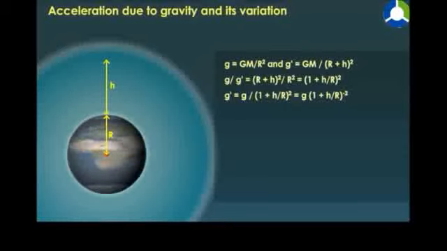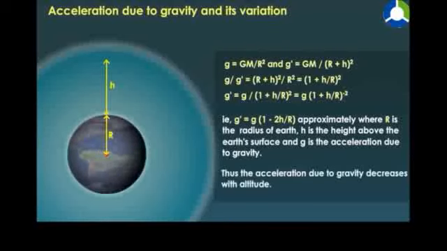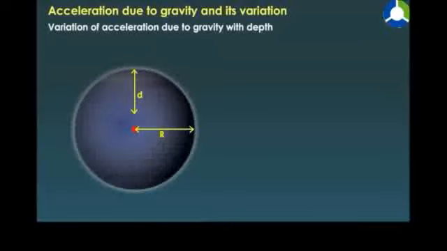raised to minus 2. That is, g' equals g multiplied by (1 minus 2h by R) approximately, where R is the radius of Earth, h is the height above the Earth's surface, and g is the acceleration due to gravity. Thus, the acceleration due to gravity decreases with altitude.